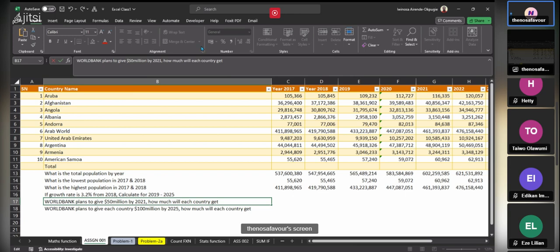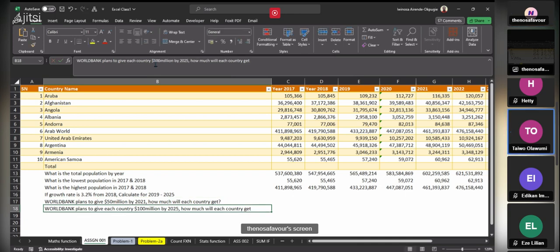Give 50 million by 2021. How much will each country get? I think this sounds better. Yeah, so I went along with each country having 50 million. That was where the question was. Right. So other than that, does any other person have anything to say?